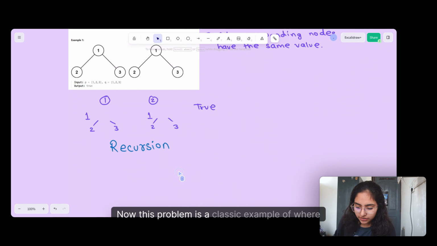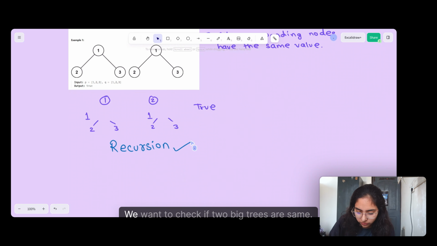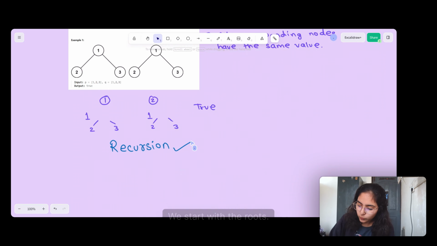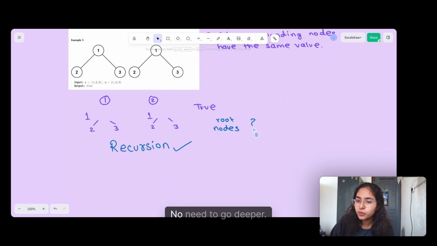Now this problem is a classic example of where recursion fits perfectly. Think about it like this. We want to check if two big trees are the same. How do we check that? We start with the roots. So the very first question is, are the root nodes equal? If one root exists but the other doesn't, we instantly know that the trees are different. Return false, no need to go deeper.